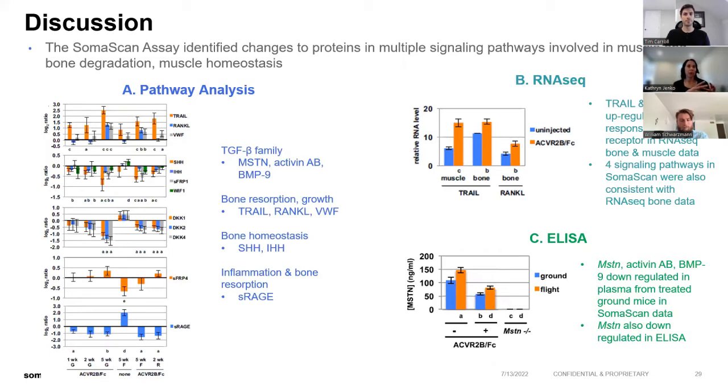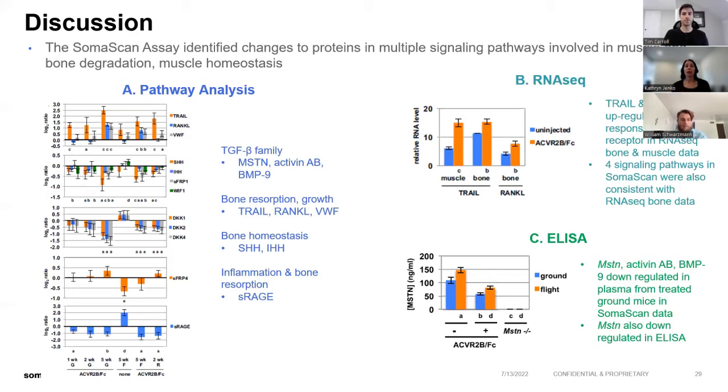The proteins affected were involved in pathways that had to do with bone resorption, muscle growth, bone and muscle homeostasis, and inflammation. And the various responses, the upregulation or the downregulations, all made sense from a biological standpoint. It's also notable to mention that these findings were also supported with other platforms.